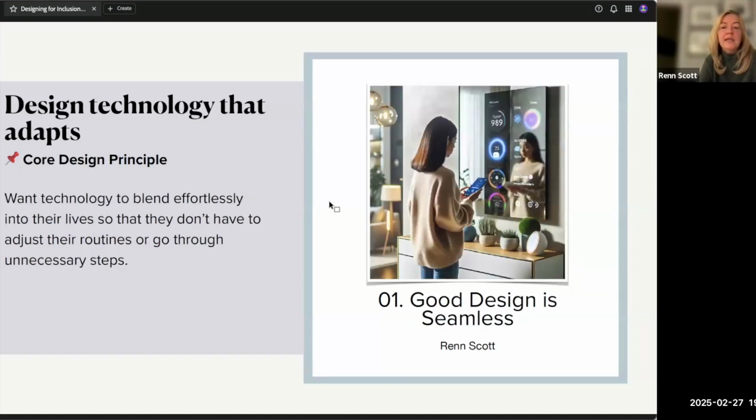Next up, good design is seamless. A common attribute that we hear a lot. In this case, what I mean by seamlessness is that it integrates effortlessly into daily life. It allows people to stay focused on what matters without adjusting your routine or navigating unnecessary steps.